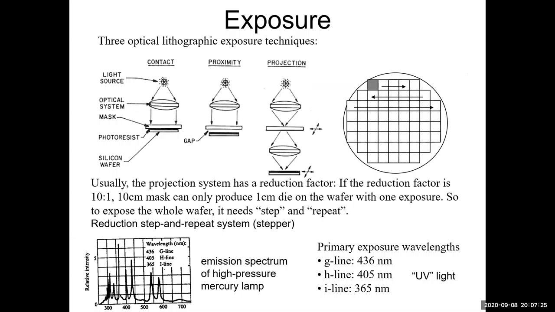Next step is exposure. This probably is the most critical step of photolithography. There are three optical lithographic exposure techniques. First is called contact printing. We have a light source, and we have this optical system which generates collimated light rays. And at the bottom, the photomask is in direct contact with the silicon wafer coated with a PR. That's the reason we call this contact printing. The mask is in direct contact with the photoresist or with the circuit wafer.